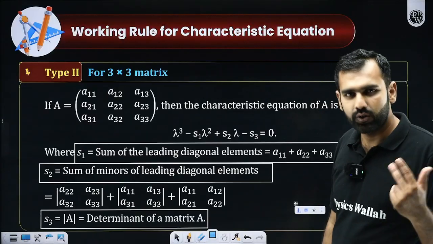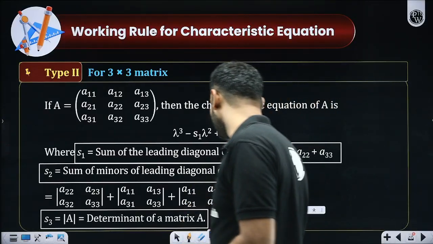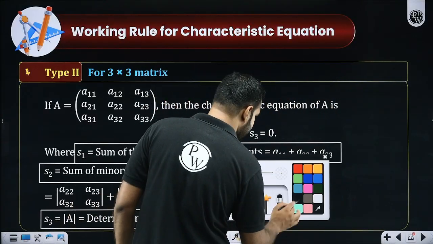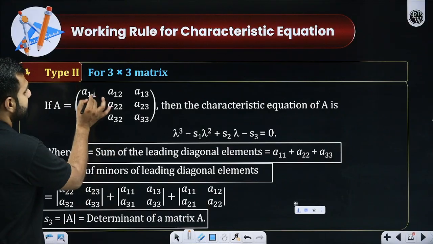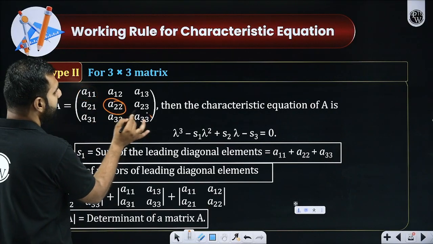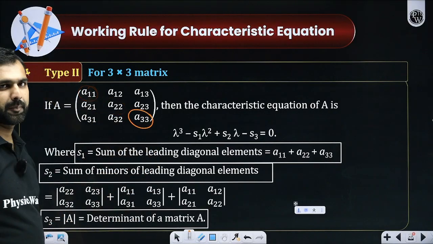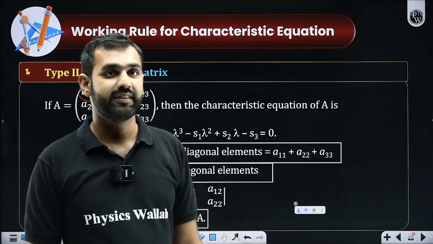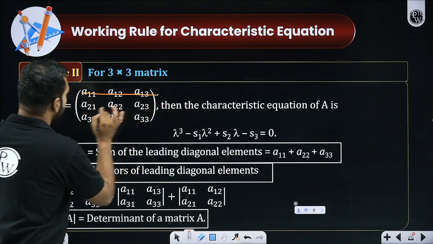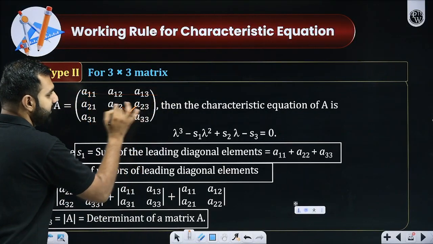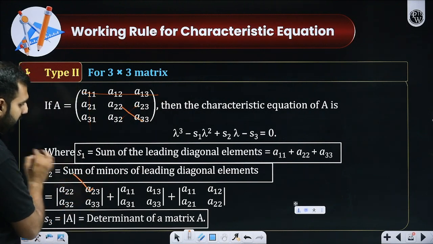What is that S2? Can you explain that, sir? Yes, that S2 is very beautiful thing here, but it will take some time for you to resolve or work it out. That S2 is the sum of the minors of the principal diagonal elements. What did you just say, sir? I said that the minor of A11. What is the minor of A11? This minus this. So this is your minor of A11.